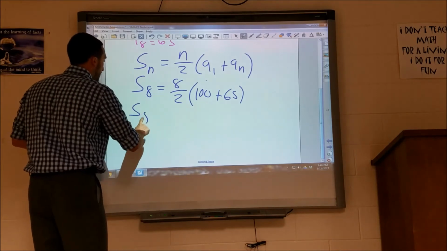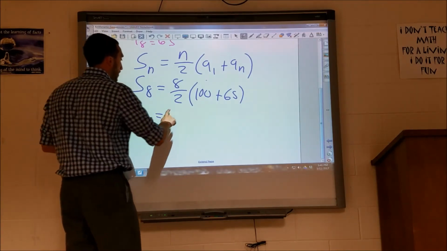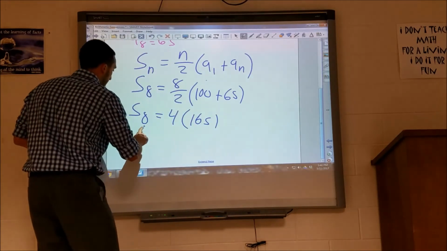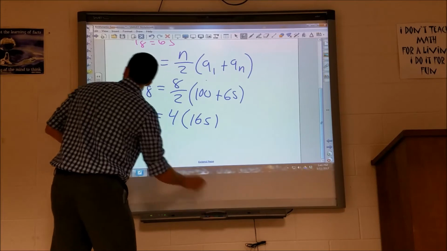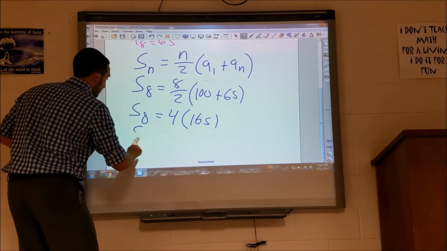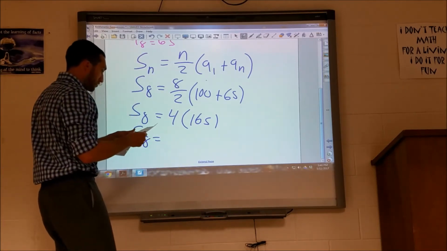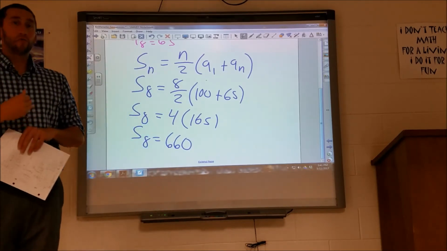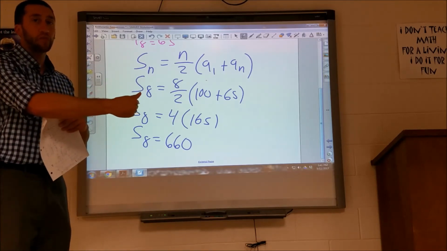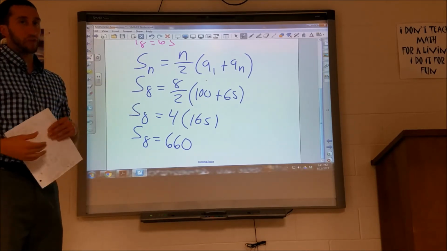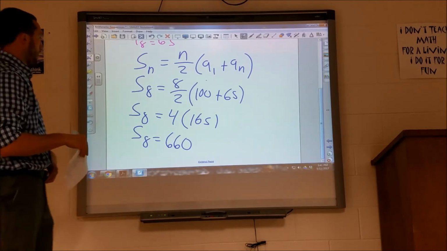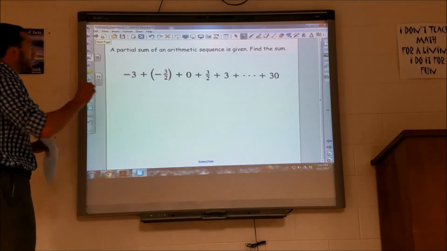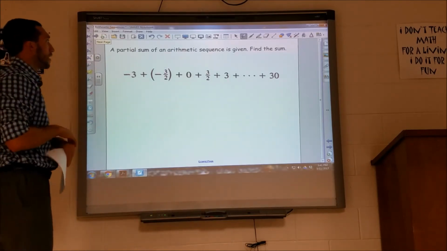Okay, so I go ahead and see that my eighth partial sum is going to be 4 times 165. My eighth partial sum is equal to 660. See, it saves a lot of time rather than going and finding the first 8 terms, then adding up those first 8 terms, which is what the partial sum would be. Okay, so partial sums, a whole lot easier doing this way.